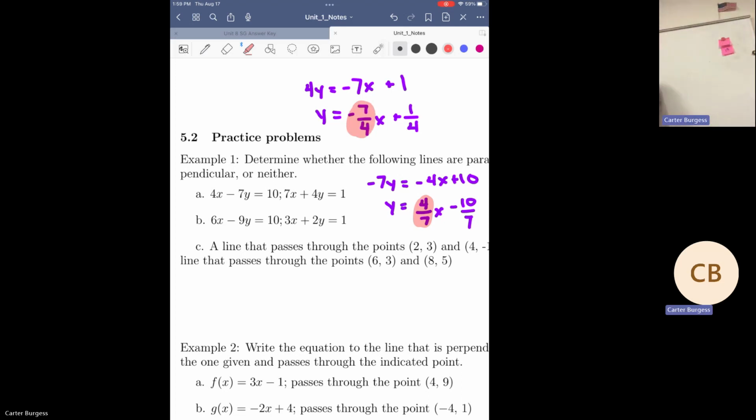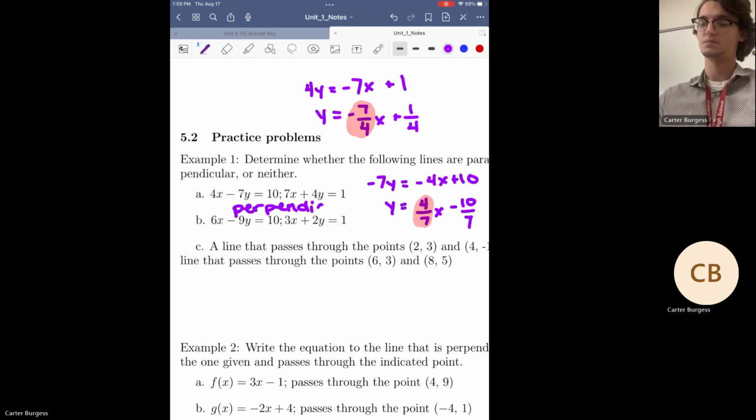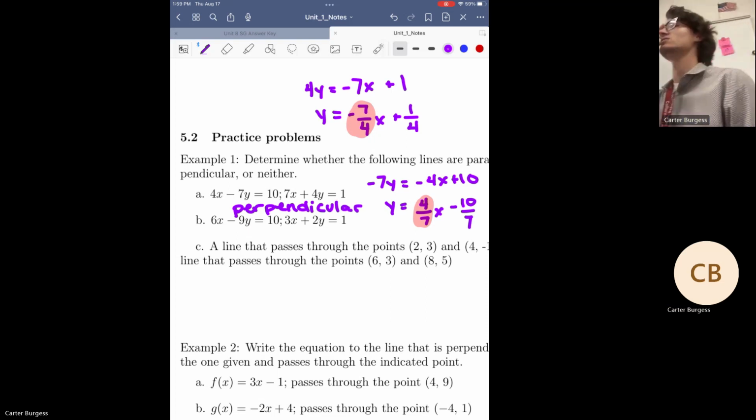And so what can we conclude about these two lines? Are we looking at parallel lines, perpendicular lines, or neither of those two designations? These are definitely perpendicular. Fantastic. Opposite reciprocals. Questions with example A here?